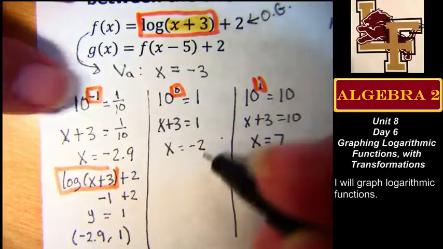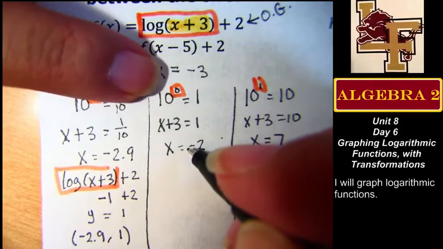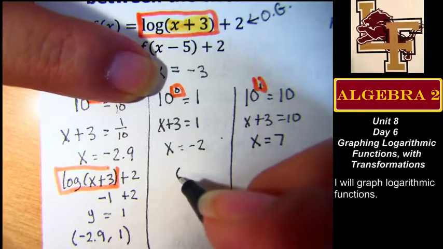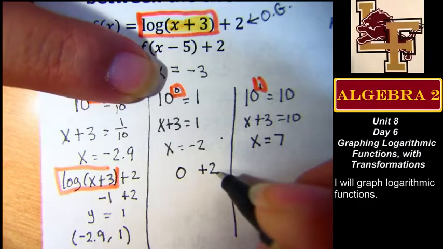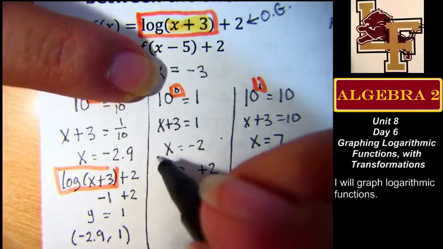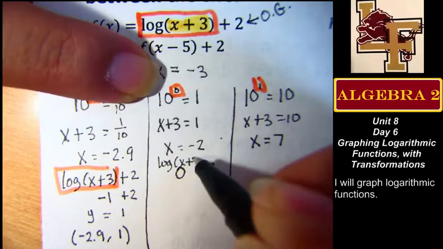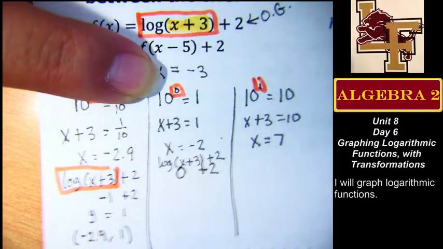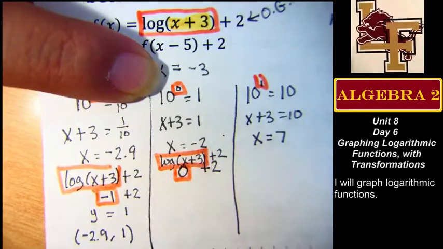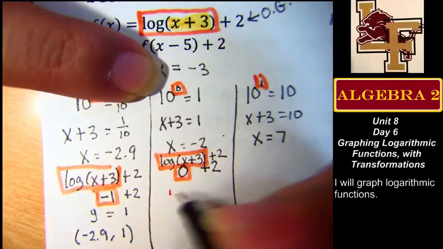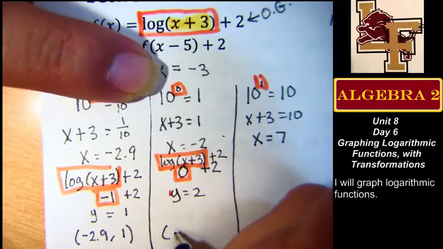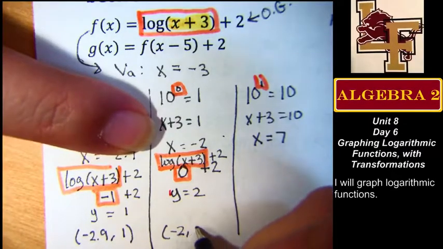Over here, when x is -2, the log of x plus 3 becomes 0, and then I have the plus 2. Again, it's the same idea right here. Let me go ahead and write in that log so that you can see what happened to it. This is getting replaced with this. So y equals 2 in this case. So when x is -2, y is +2.